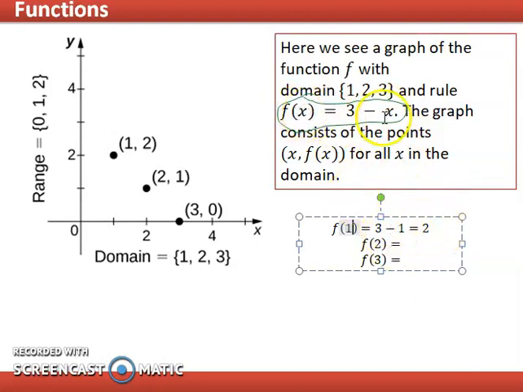F of 2: we replace every x here with 2. F of 2 is equal to 3 minus 2, and that is equal to 1. F of 3 is equal to 3 minus 3, or that is equal to 0.